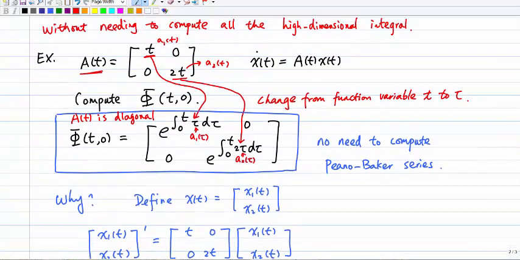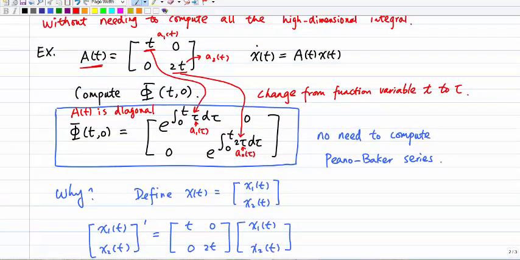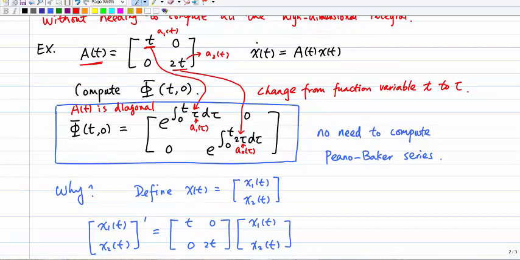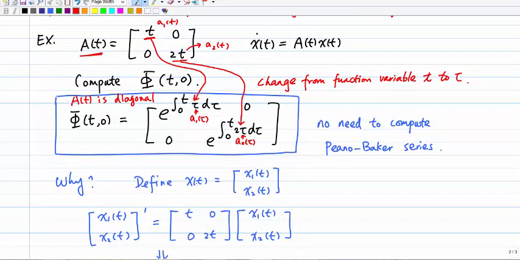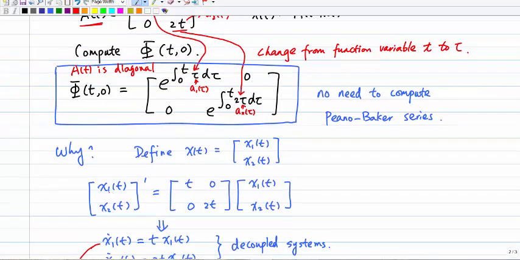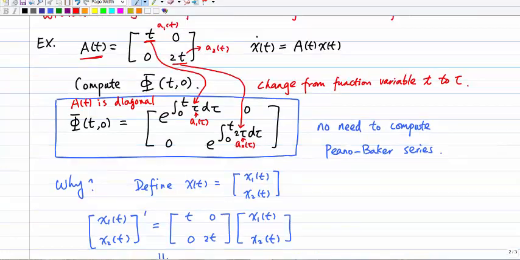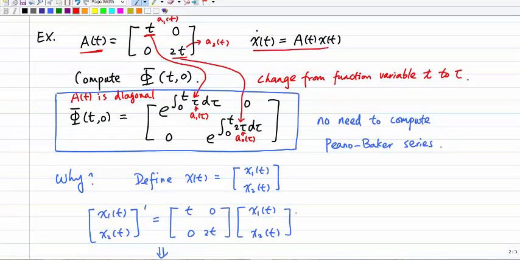The reason why that's the case, I'm going to give you a brief explanation of why the transition matrix is given in this form. Let's say right now I want to find a solution. Let's define x(t) to be x1(t), x2(t). I want to find a solution to this equation. Once I define that, I have x1 dot, x2 dot equal to [t, 0; 0, 2t] times x1(t), x2(t). So basically, I just want to write out this form in this form.